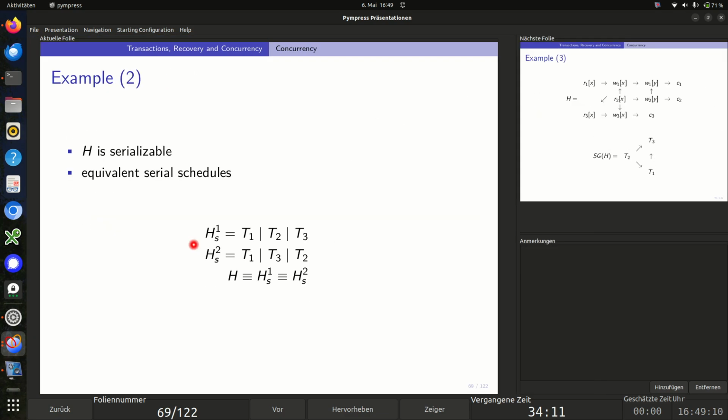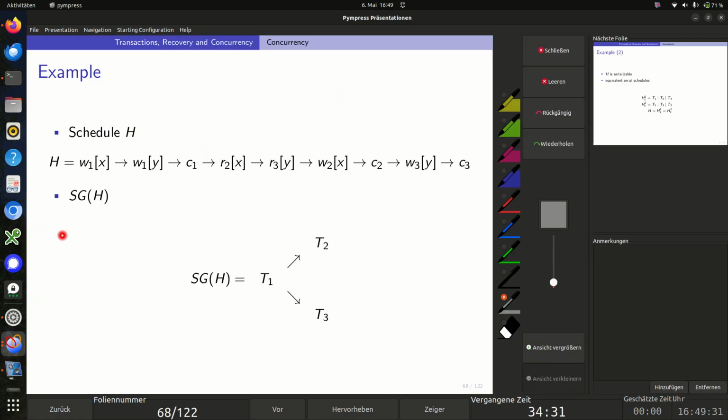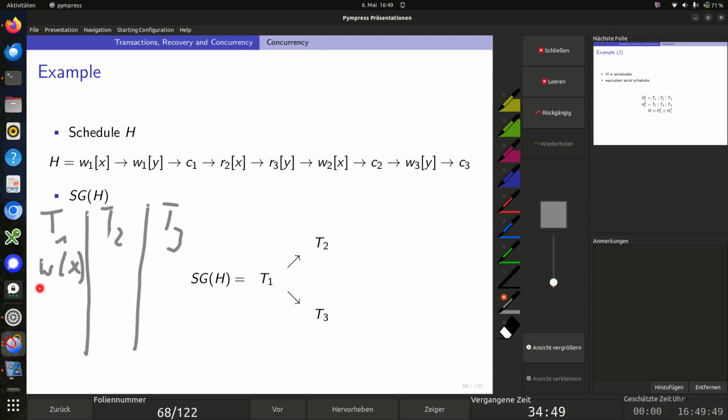I want to show you serializability. Here we have our schedule, and then we have all conflicting operations, and a conflicting operation, as I said, is as soon as there's one write operation involved on the same data item. So I always start by writing it down. I have my first transaction, my second one, and my third one. I start with a write of X, a write of Y, and then I have to commit.